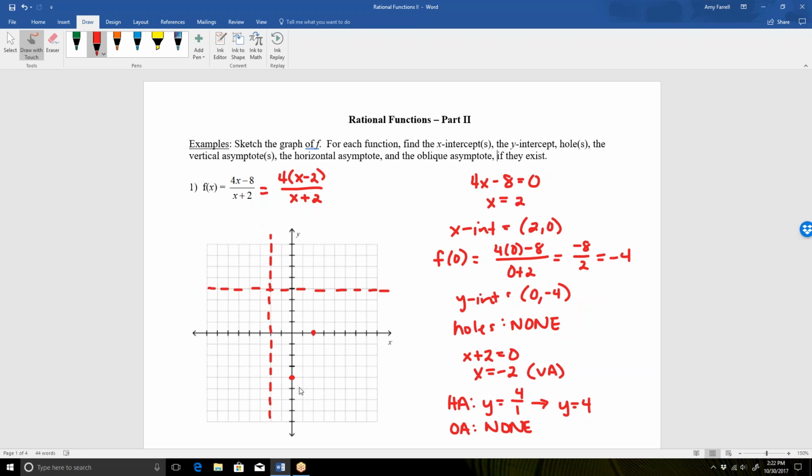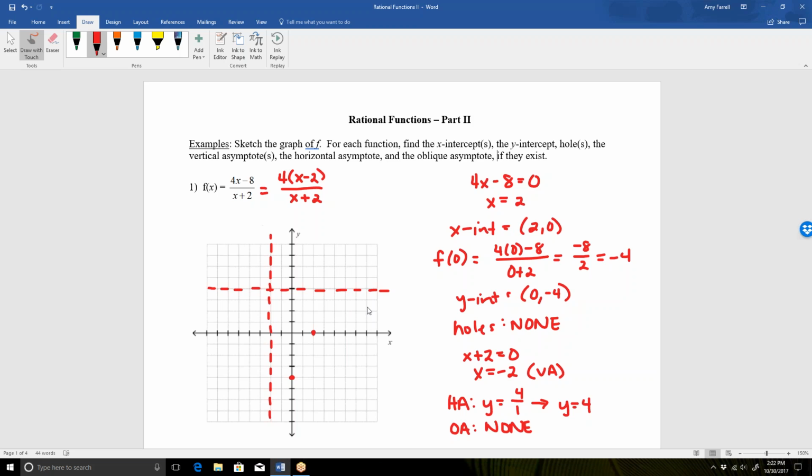We are going to do a little bit more here to help us figure out what the curves are going to look like for this rational function. Now, I do have 2 points already. I've got the x-intercept and the y-intercept, but it would be nice to get a few more points to get an idea of what this curve looks like.